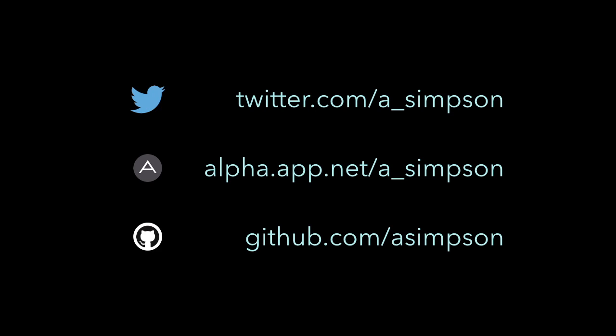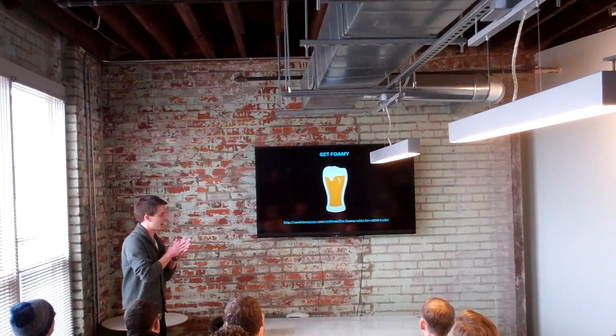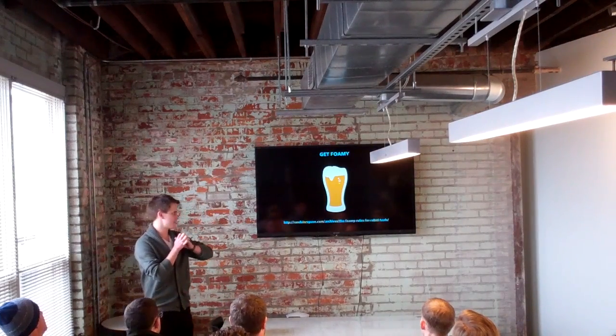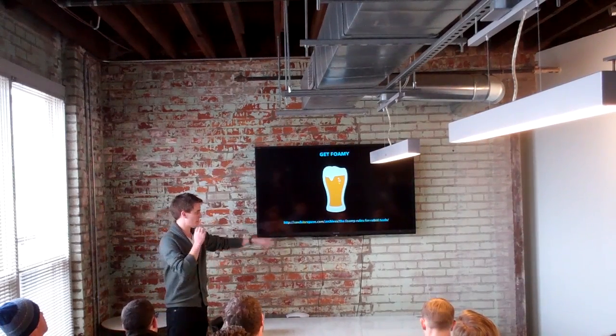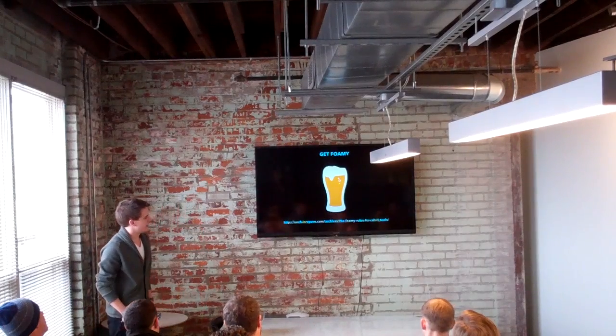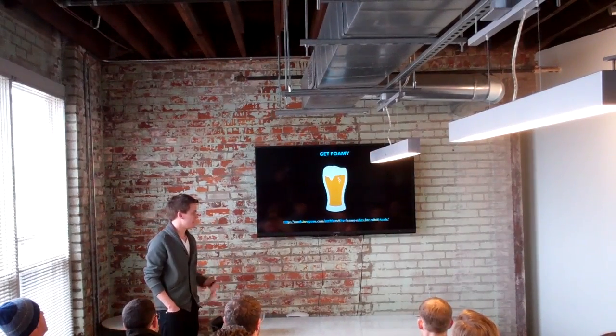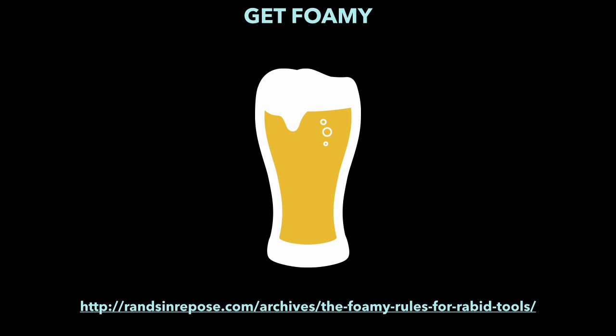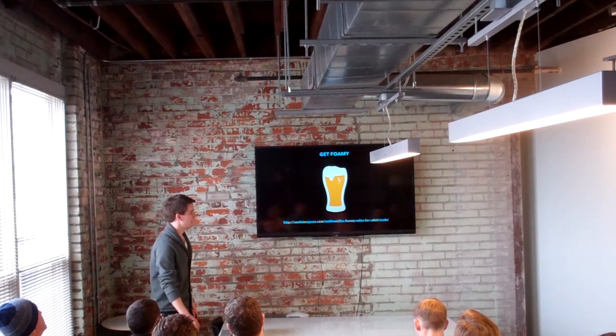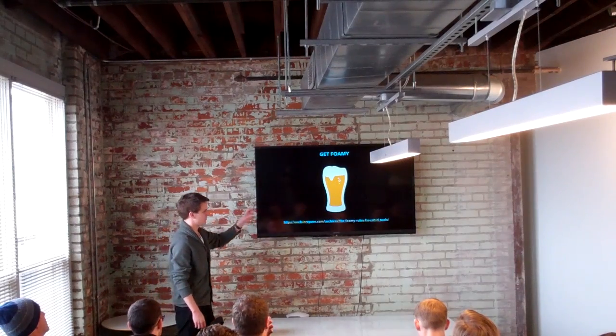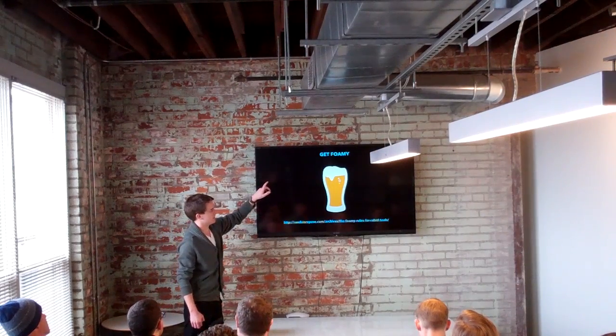Like I said, about front-end tooling, and a lot of this is inspired from this blog post that Michael Lopp wrote. He writes a site called Rands in Repose, and it's the foamy rules for rapid tools. And at Sparkbox, in a lot of our talks, we use this beer icon to indicate a topic that we could go deeper on later, over a beer per se. And I took it in our direction, and it's get foamy.